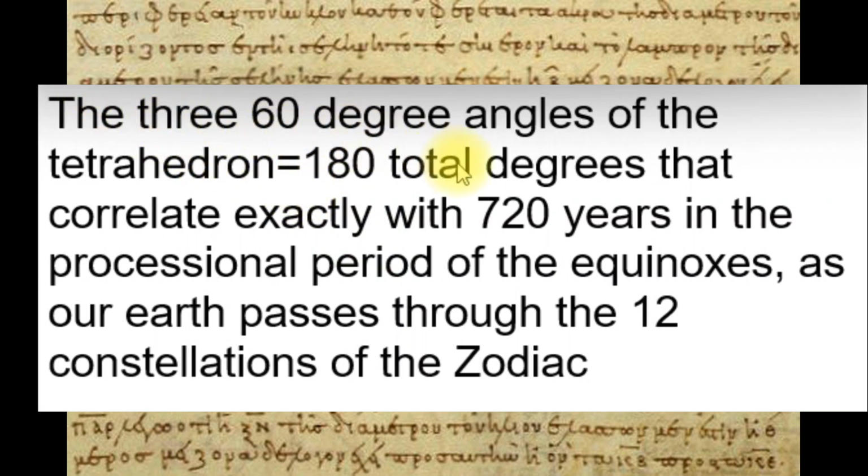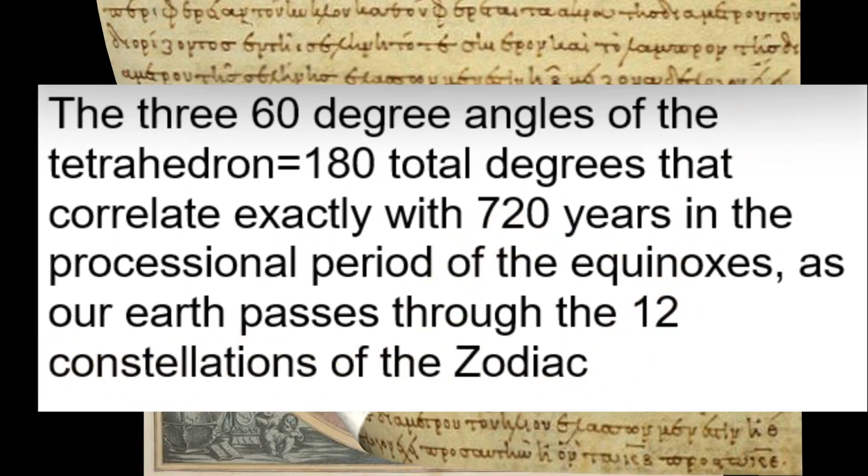The 3 60-degree angles of the tetrahedron equaling 180 degrees correlate exactly with 720 years in the precessional period of the equinoxes as our Earth passes through the 12 constellations of the zodiac.